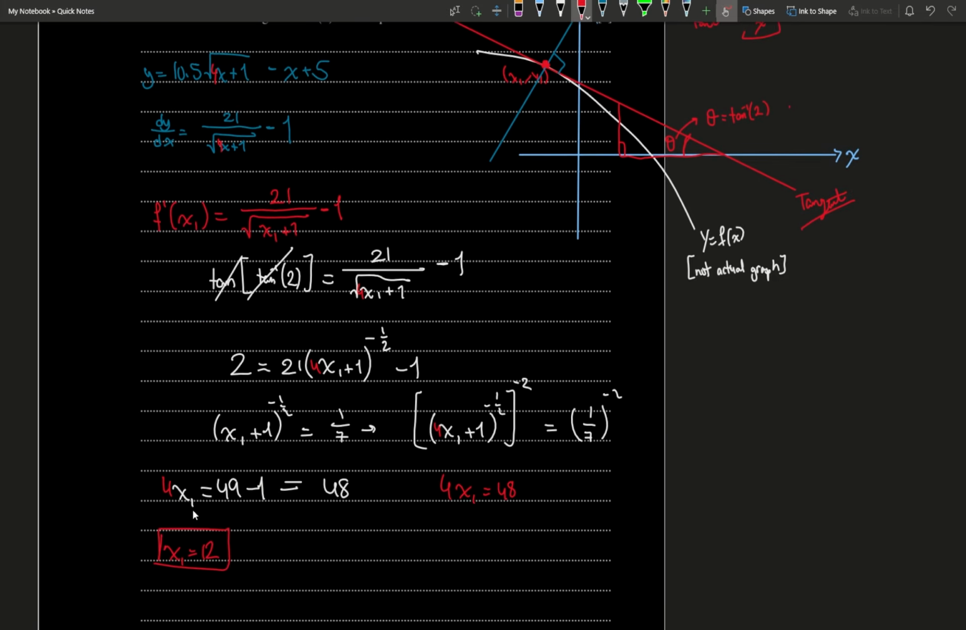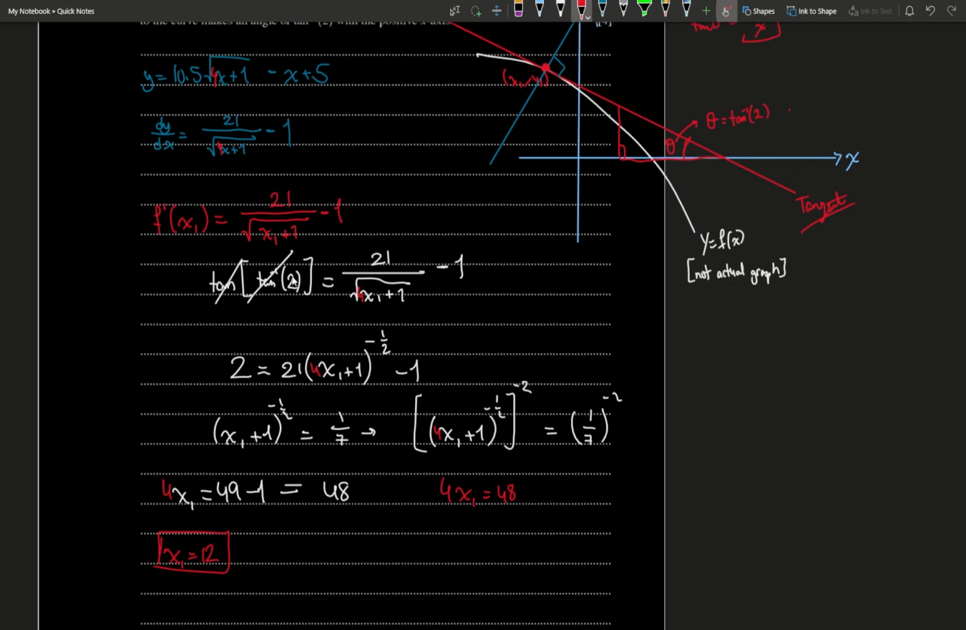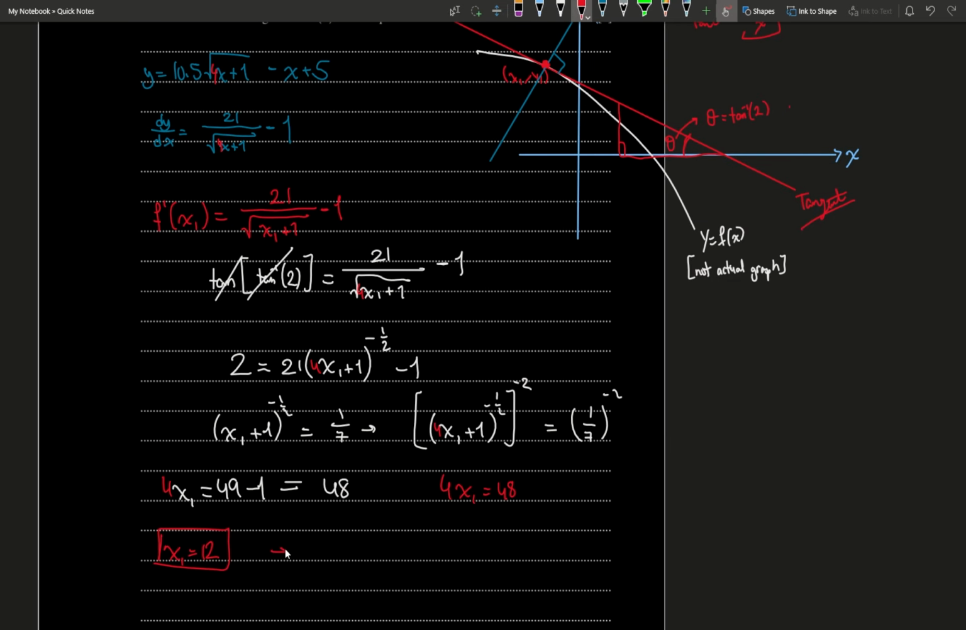So we'll put x equal to 12 into our y function to find the y coordinate. So we get y is equal to 10.5 square root of 4 times 12 plus 1 minus 12 plus 5. Let me put that in the calculator. It gives us 66.5. Very nice.